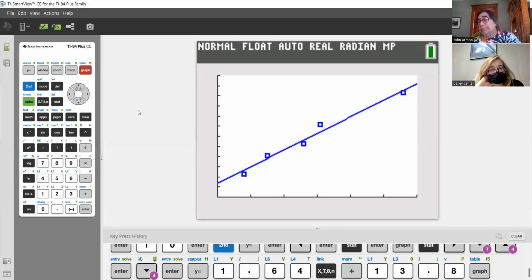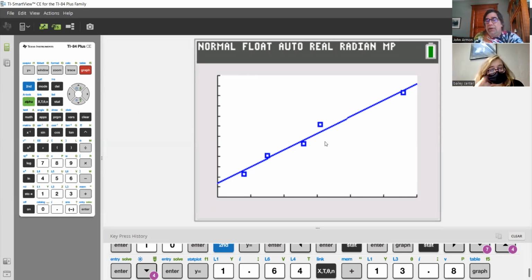And there it is. So you can see the line is as close as possible to all the data points. Some it goes almost through it, some is a little bit bigger, some a little bit smaller. But it's what we call the line of best fit.